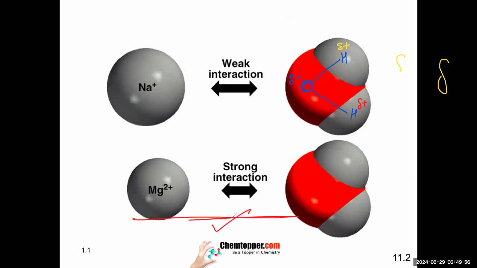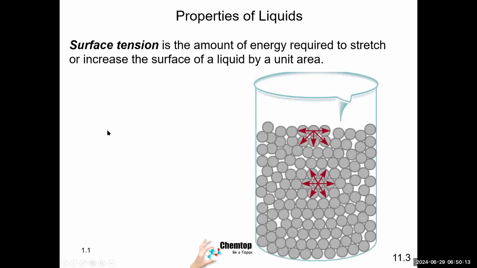This one has a stronger interaction because of high charge and small size. High charge and small size. Good. So both the factors are in favor of Mg2+. Okay, now we are doing some properties of the liquids, and after that we are going to do questions.